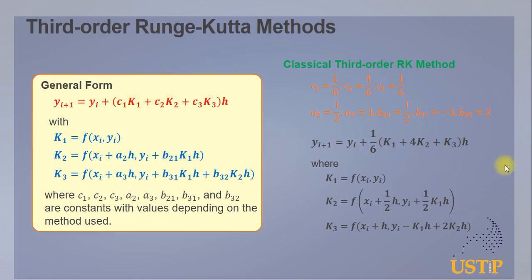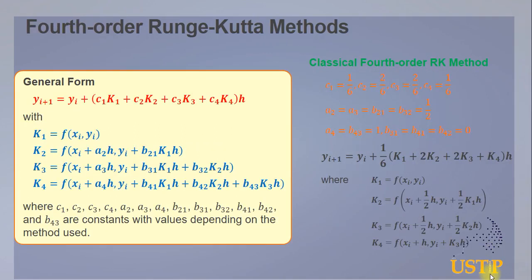To get this, k1 is always f of xi and yi. And then for k2, we will just substitute the value of a2, then b21, no? So we have this 1 half h. Okay, and then B21 is also equal to 1 half. So it is 1 half k1 h. Whatever the value of k1 is, we will just substitute it here. And then K3 equals f of xi plus h, yi minus k1h plus 2 k2h. So, we are just substituting our constants.